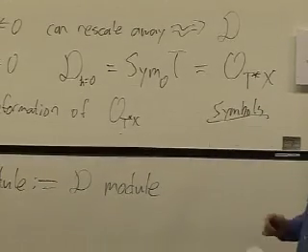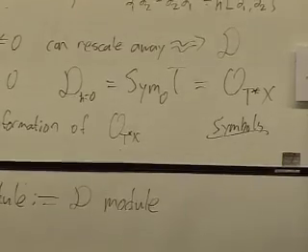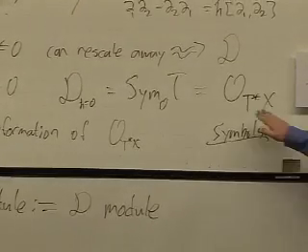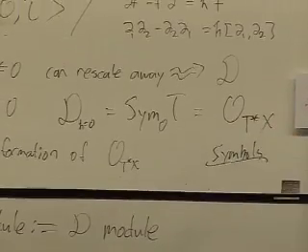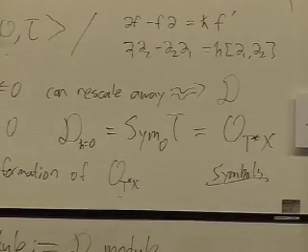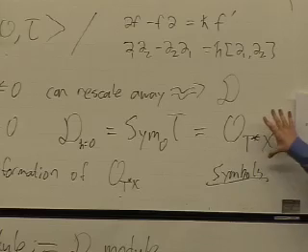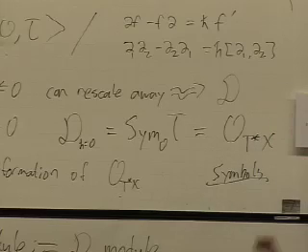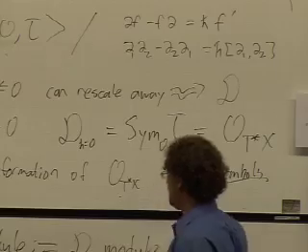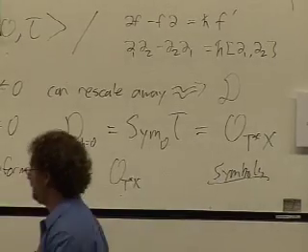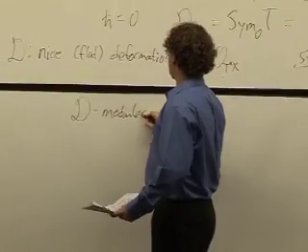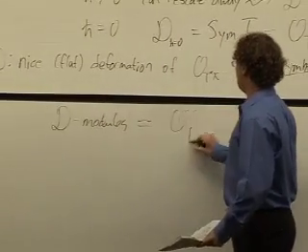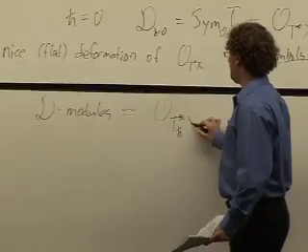So how do I want to think of D modules? Well, we know how to think of functions on the cotangent bundle. Modules over O of T star X, these are things like vector bundles on T star X. So let's assume we understand what O of T star X modules are. So D modules are O of, so this is a kind of a meaningless statement.